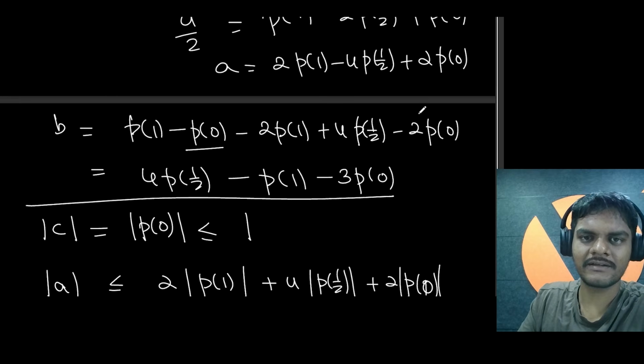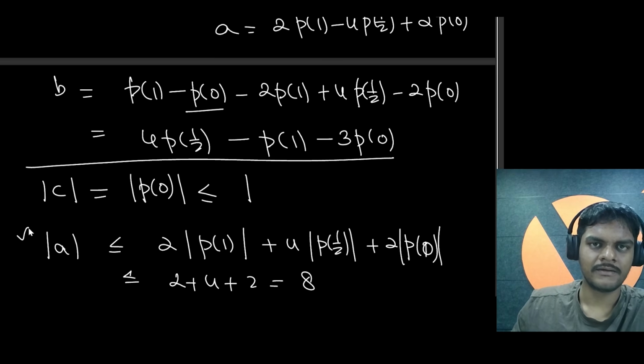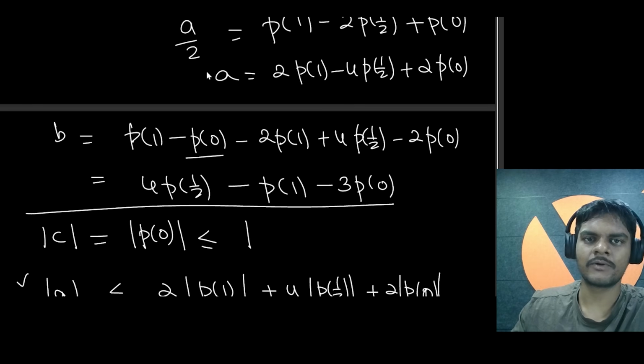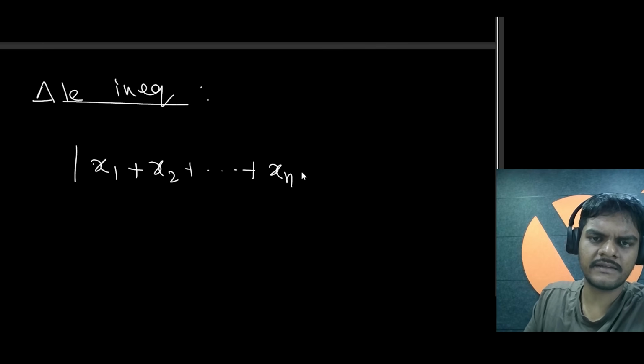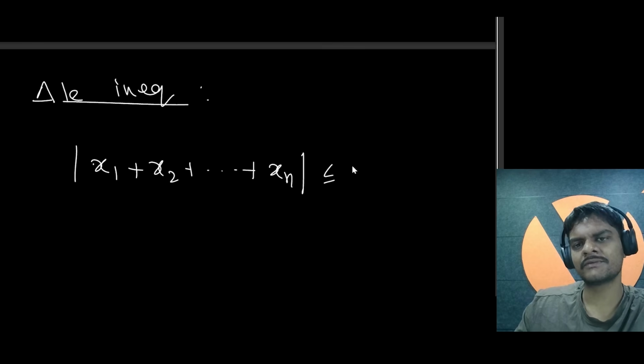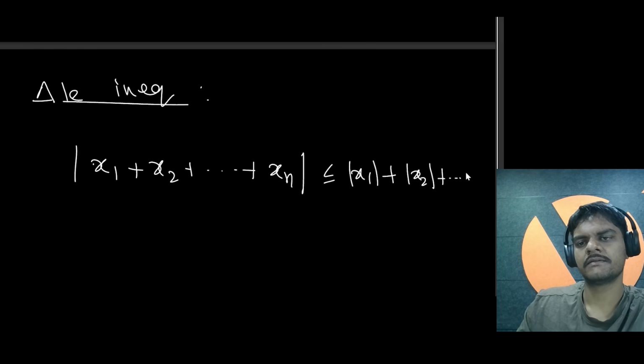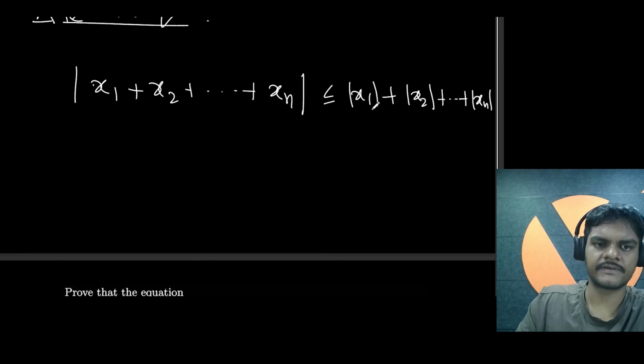I hope you understood, na? I have what I did here. For mod A, I just took mod on both sides. Now this is less than or equal to the individual mods. I hope you know what triangle inequality is. I'll just revise. Triangle inequality is mod of x1 plus x2, it need not be positive or anything, any n, is less than or equal to mod x1 plus mod x2 till mod xn. All right, that's the first subjective question.